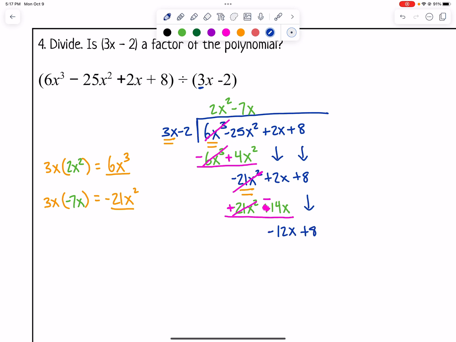So notice we now have a binomial. So we started off with a polynomial of 4 terms, then we had a trinomial. Each time you divide, it's reducing the polynomial, we call it.